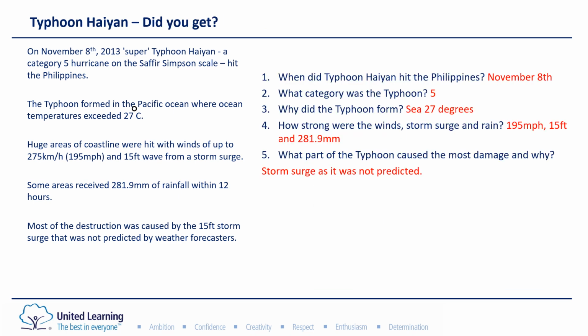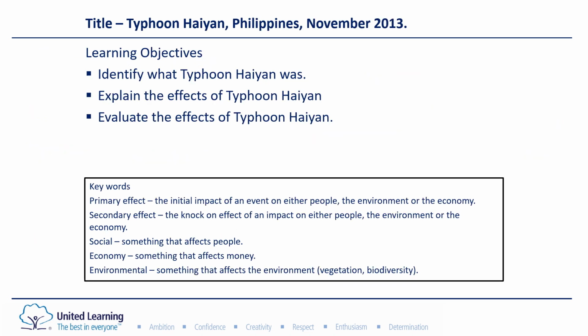Right, so did you get number 1, November the 8th, number 2, category 5, number 3, 27 degrees, number 4, 195 miles per hour, 15 foot and 281.9 millimeters, and number 5 was the storm surge, as it was not predicted. Brilliant, so now you know what Typhoon Haiyan was, we need to talk through the effects. So there's different primary and secondary effects, okay?